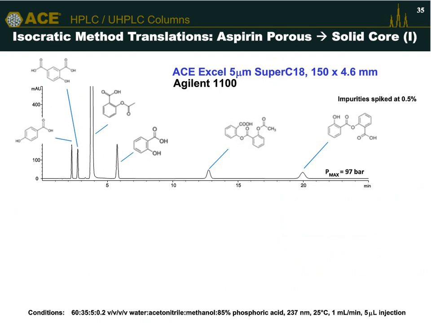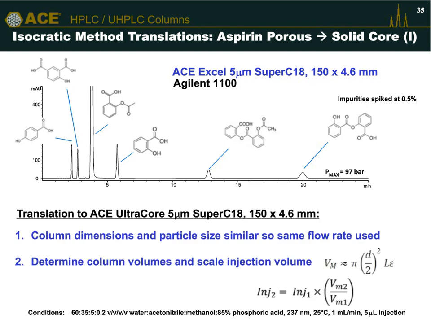So, this is another example of an isocratic method translation, and this is for aspirin and some related substances. We can see aspirin or acetylsalicylic acid is the main component, and we can see impurities spiked in at around 0.5%. Now here is the separation on a porous particle platform, 150 by 4.6 millimeter 5 micron. This is isocratic translation. So we're looking to account for the column volumes, and scale the injection volume to give us a similar separation.